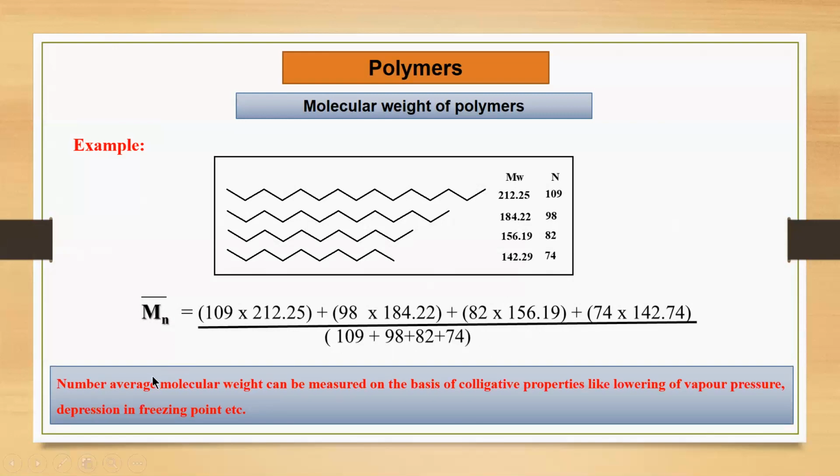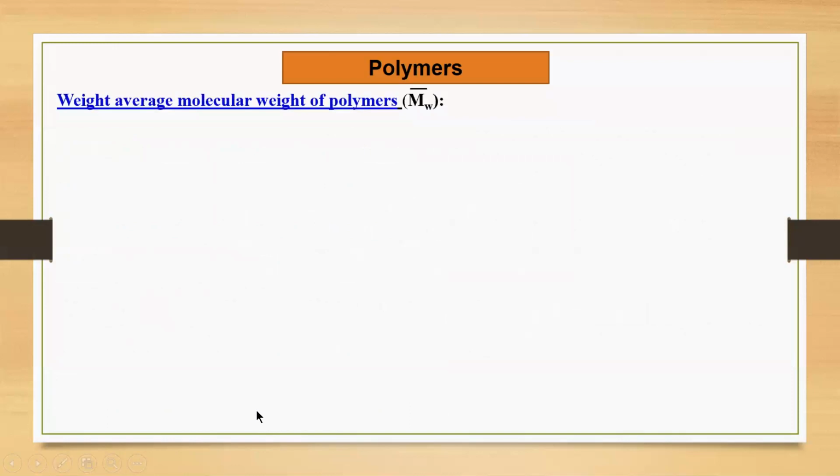So number average molecular weight can be measured on the basis of colligative properties. You are well familiar with what we mean by colligative properties. You have been introduced to colligative properties in your junior classes. These are the properties that are solely concerned with the number of solute particles, irrespective of the nature of the particles. So these can be measured on the basis of colligative properties like lowering of vapor pressure, depression in freezing point, etc. Coming to weight average molecular weight of polymers, that is represented as Mw bar.